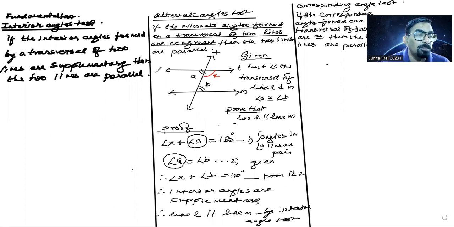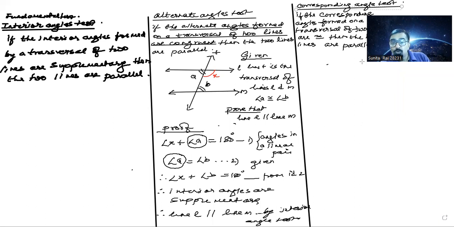Then one more theorem you can see here. This is called corresponding angles theorem. Here is a test, children. Corresponding angle test. Now, what is corresponding angle test telling you? Children, if the corresponding angles formed on the transversal of two lines are congruent, then the two lines are parallel.